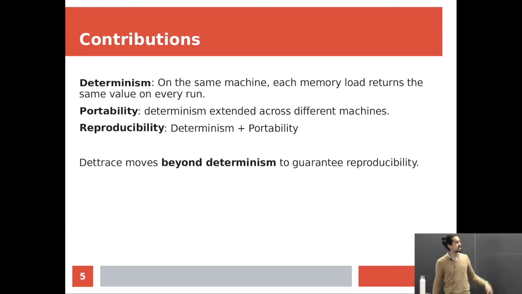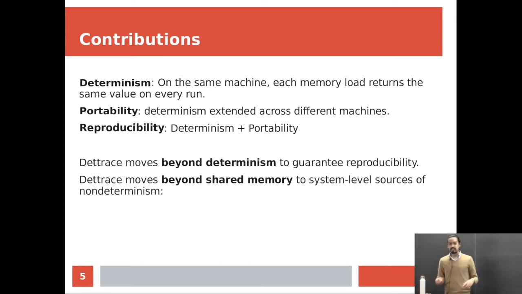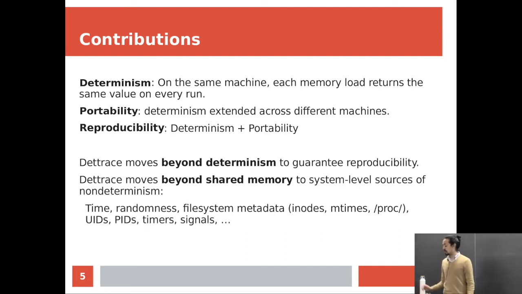So one of the key contributions of Dettrace versus previous work is that we move beyond just determinism and we guarantee reproducibility, which no system has done before. Similarly, we're going to move past just shared memory and we're going to look at system level sources of non-determinism. So some that are probably obvious to you are things like time and randomness.